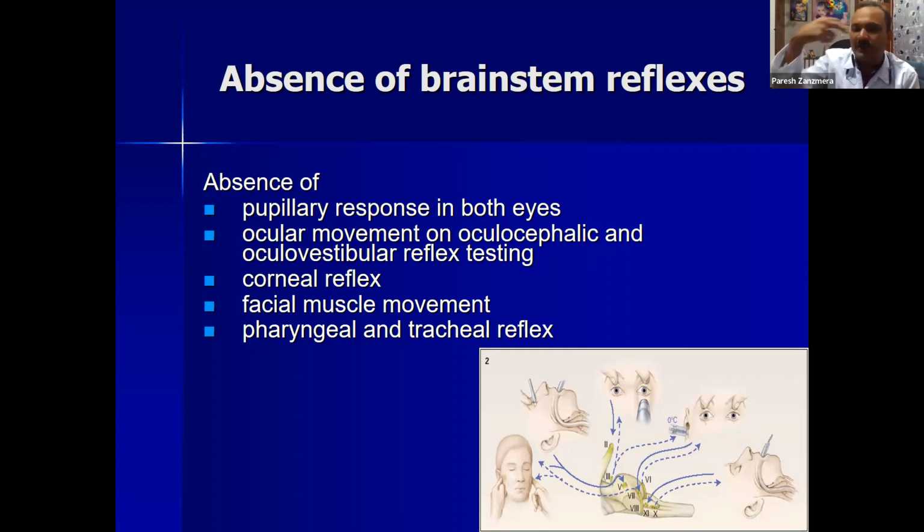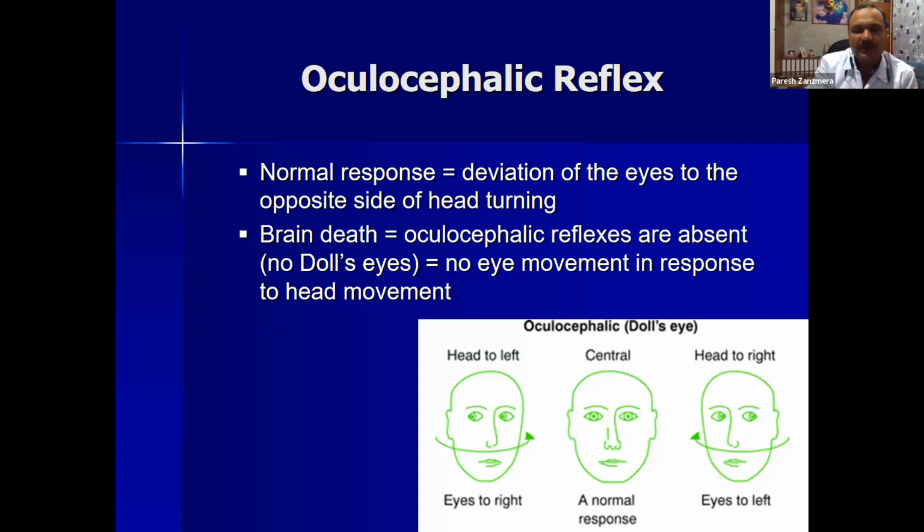Now you just have to move the patient's head side to side or up and down, and you will see that the doll's eye is absent. So that becomes another sign that we can easily check. However, it may be a little difficult to do the oculovestibular reflex. Doll's eye is oculocephalic, but the oculovestibular reflex could be a little difficult. So what is that? You know the things very well. Whenever you irrigate a subject with a normal brainstem, if you irrigate one ear with cold saline, the eyeballs will deviate towards that side.